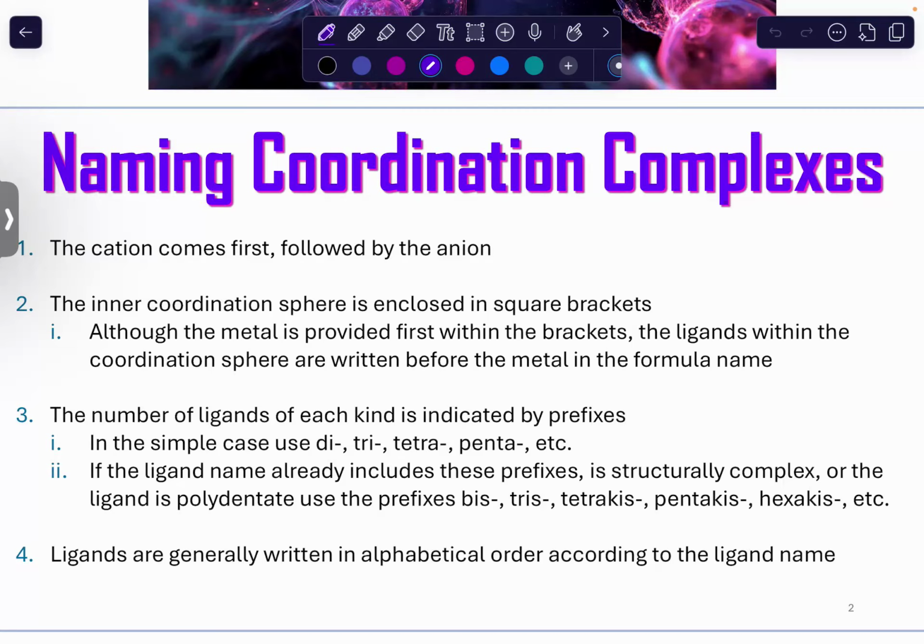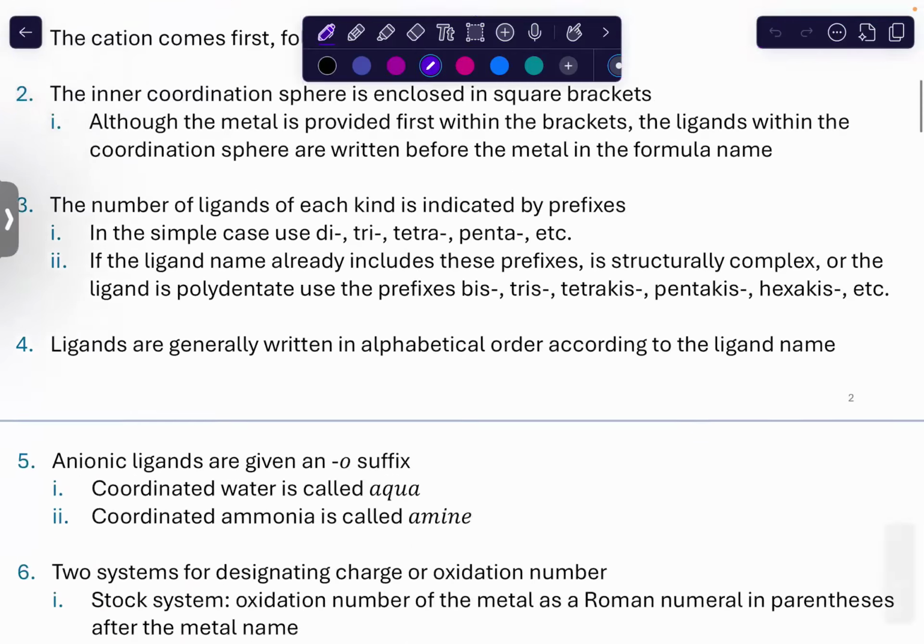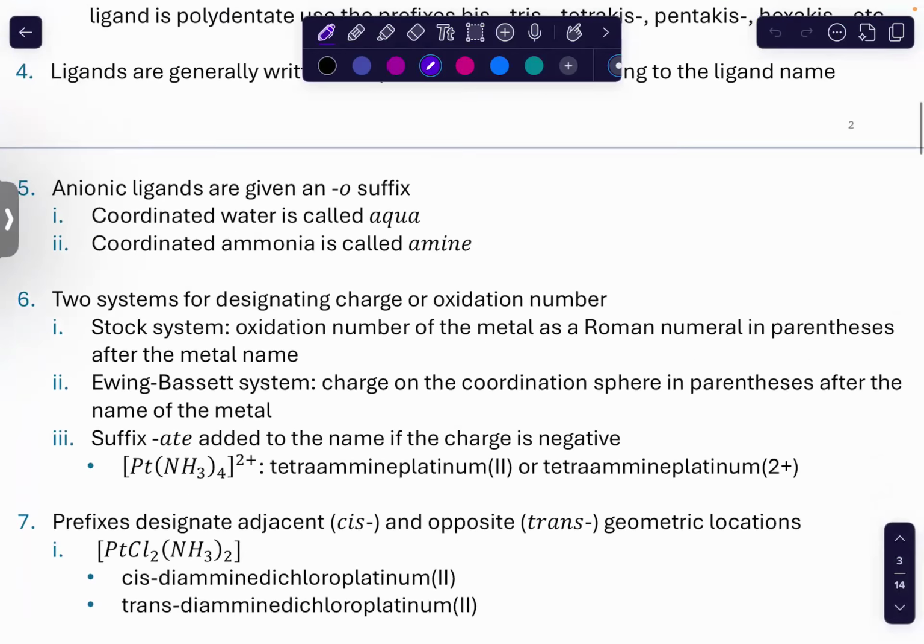Ligands are generally written in alphabetical order according to the ligand name, not according to the prefix. Anionic ligands are given an O suffix at the end. Coordinated water is called aqua. Coordinated ammonia is called amine.